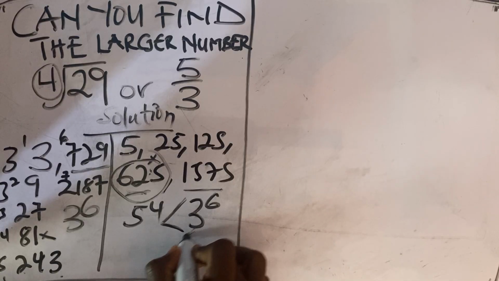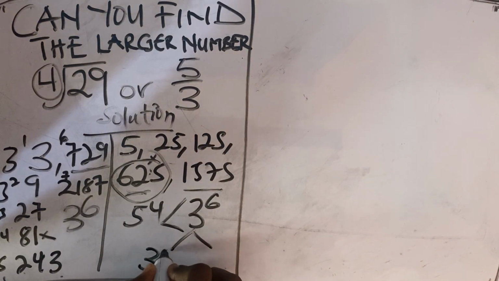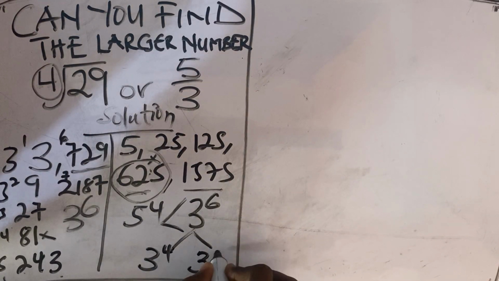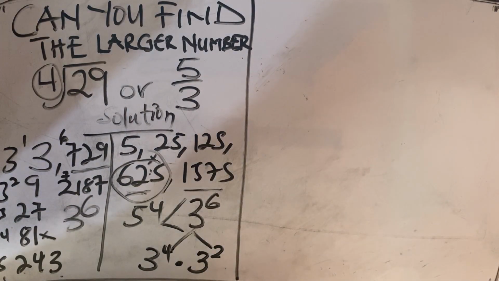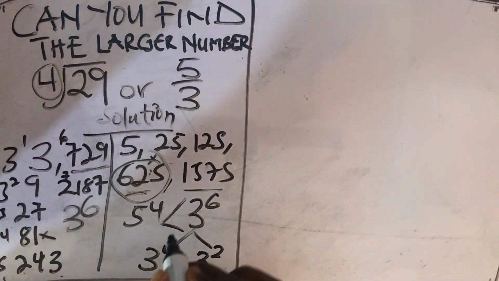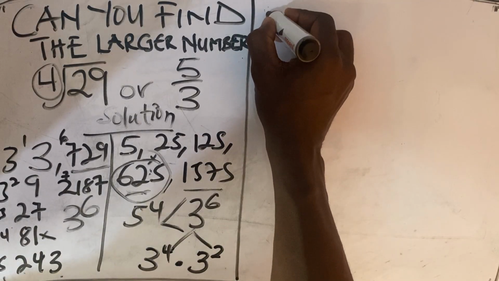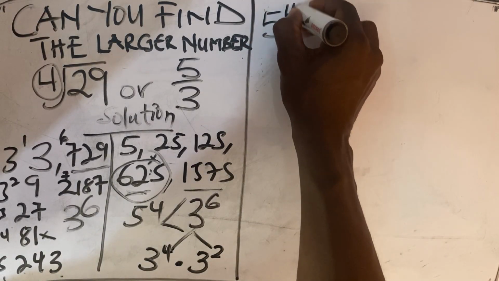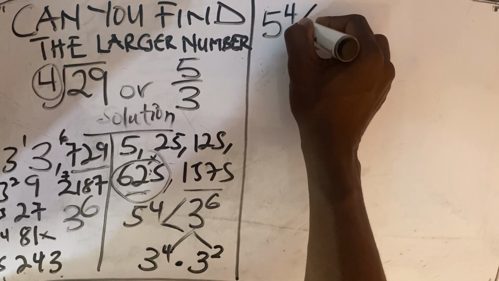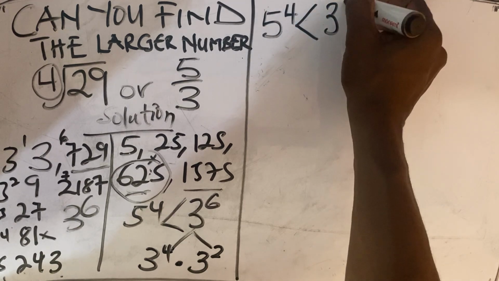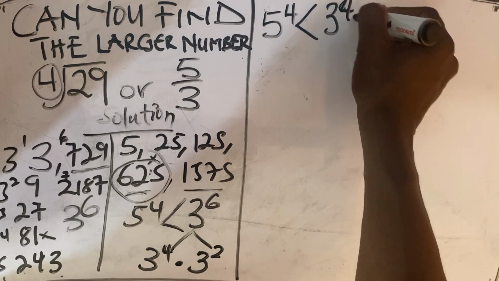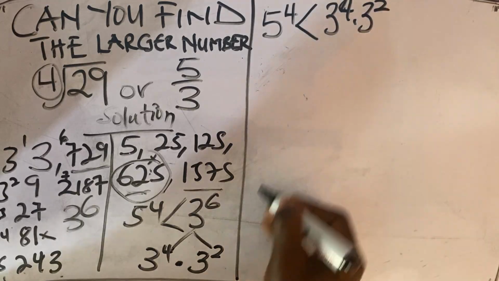So in terms of this, it's going to be 3 raised to the power 4, and I can have 3 raised to the power 2 here. That is when they are multiplying. That is from the properties of indices. Now we have our number, which is 5 raised to the power 4, still less than this 3 raised to the power 4, and then 3 raised to the power 2 in this case.